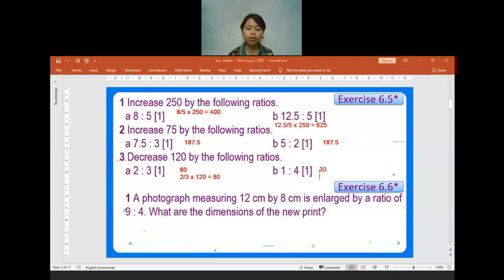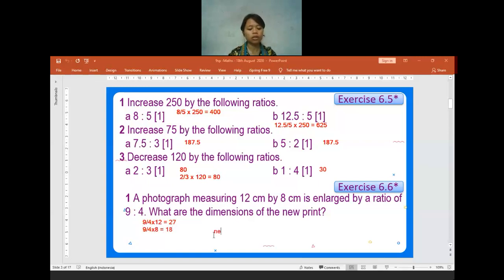A photograph measuring 12 by 8 centimeters is enlarged by the ratio 9 to 4. What are the dimensions of the new print? 27 centimeters by 18 centimeters. How did you get 27? 12 times 9 over 4. Okay, so it will be 27. And then the other one, 8 times 9 over 4, so it will be equal to 18.